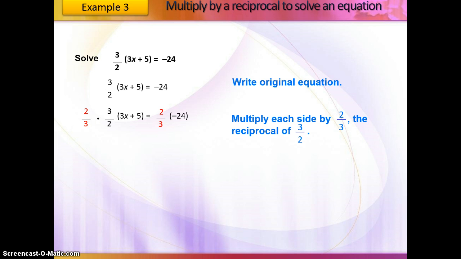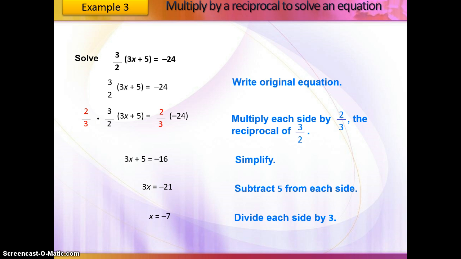When we do that, this cancels out the 3 halves on the left side of the equation, and then we'll simplify the fraction to the number on the right side of the equation. This will leave us with 3x plus 5 is equal to negative 16. Subtract 5 on both sides. We'll have 3x equals negative 21. Divide both sides by 3, and our answer is x equals negative 7.